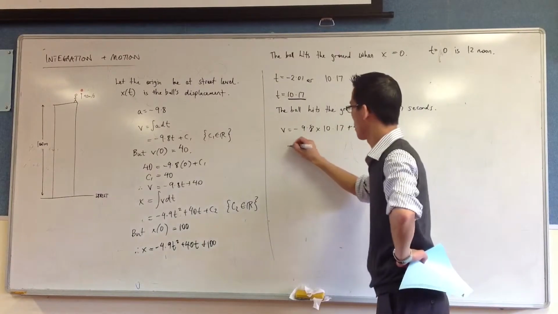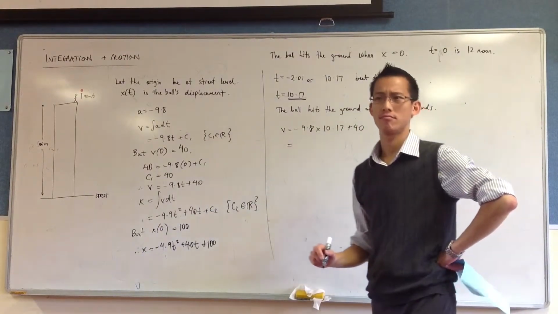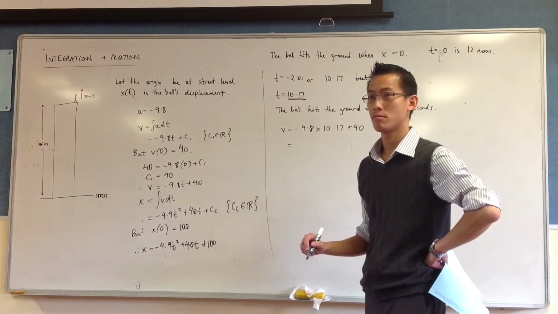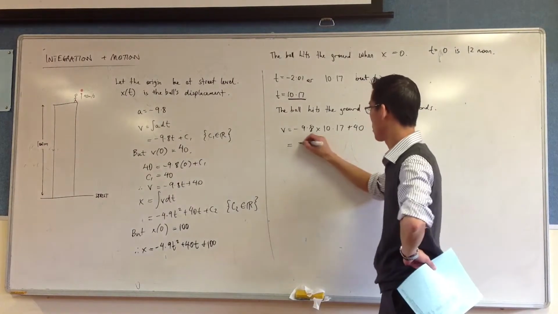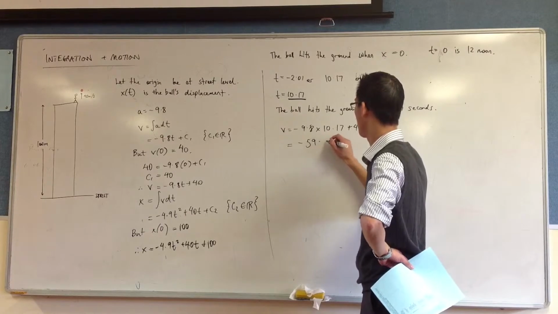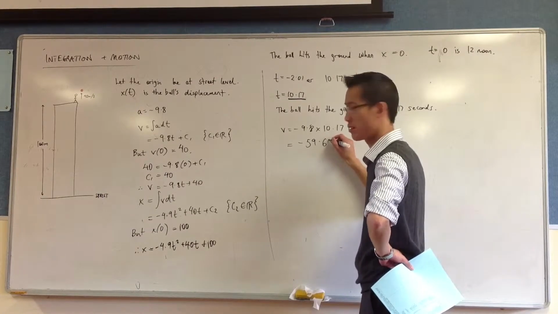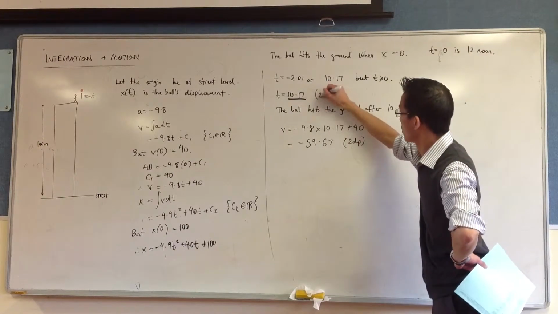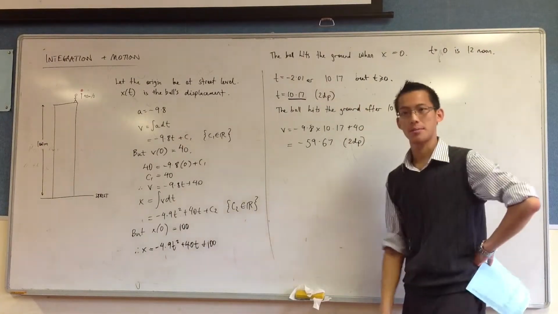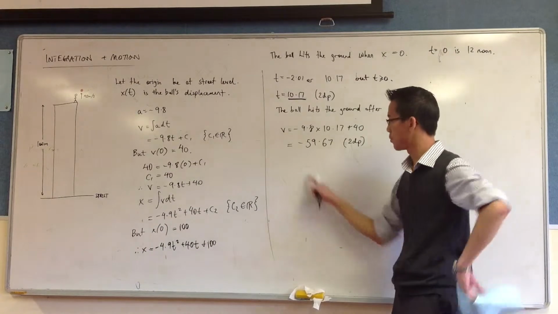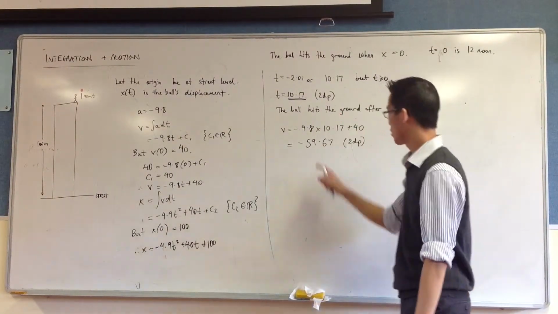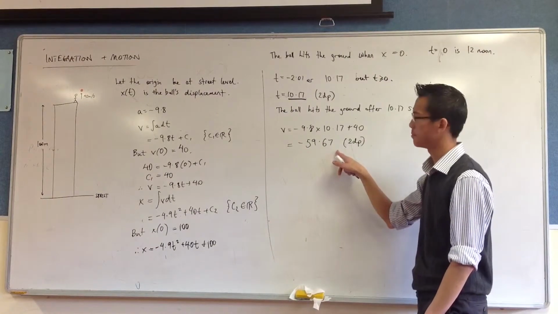Okay. What did you get? 2 decimal places? Negative 59.67. Yep, that sounds about right. I should have put that up here. Okay, so what does that tell you? Does this make sense? What does the minus indicate? It means it's going downward. Check. What does this 59.67 indicate?